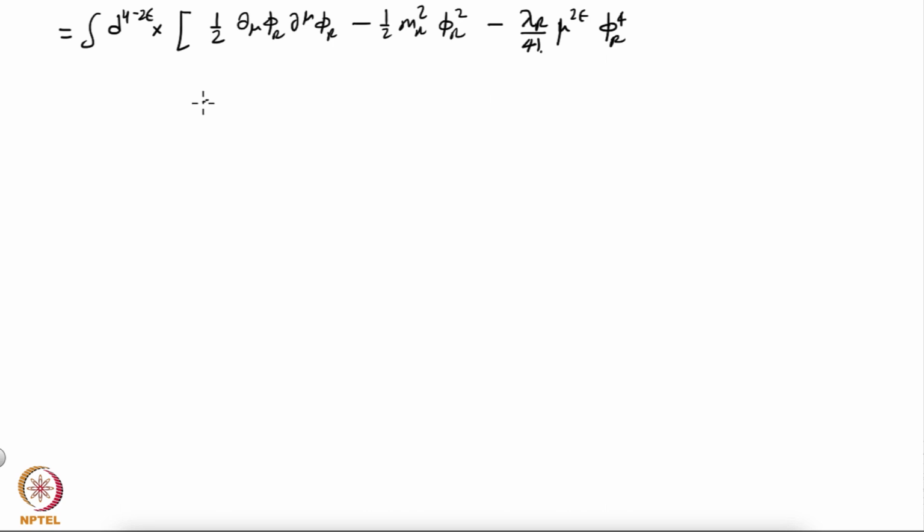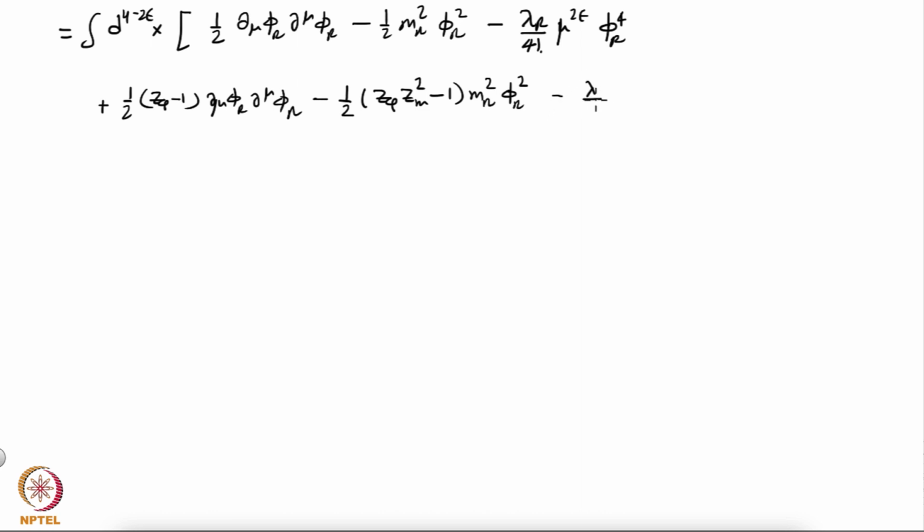Plus, let me start from here, plus half (Z phi minus 1) del mu phi_r squared, minus half Z phi (Z m squared minus 1) m_r squared phi_r squared, minus lambda_r over 4 factorial mu to the 2 epsilon (Z lambda Z phi squared minus 1) phi_r to the 4. It's again the same action as before, but written slightly differently.